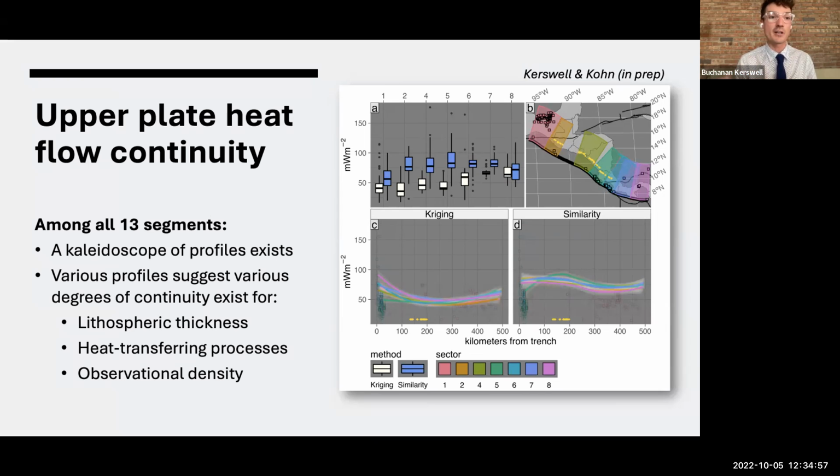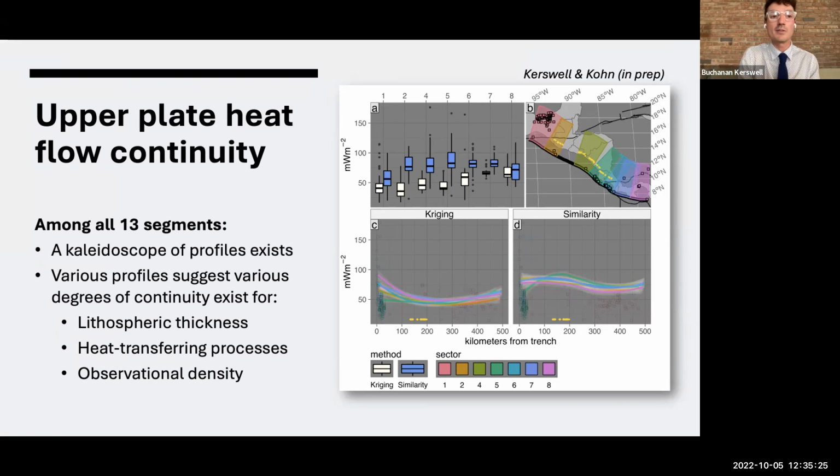Kriging has to fit those measurements. It's like a linear regression. It's trying to minimize the residuals between each of those lines and the data points themselves. So again, there are these subtle differences where similarity is predicting on average higher heat flow than kriging is. But in general, for the case of Central America, we can see that the distributions of all those lines, in other words, the along-strike variability, seems to be quite small.